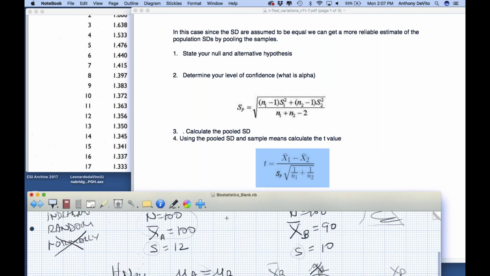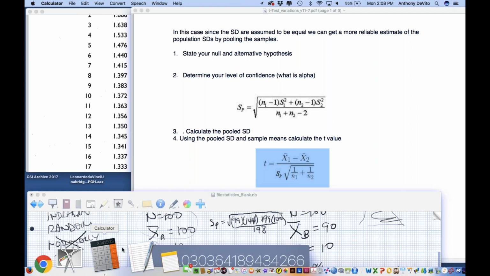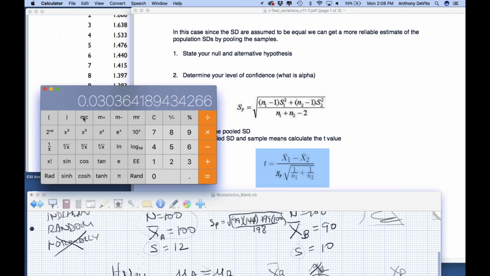Let me see if I can write small here. So now SP is equal to the square root of 99 times 144 plus 99 times 100, over 198. Okay, here comes my calculator again. I hate computer calculators. Is that 99 times 144 and 99 times 100, right?